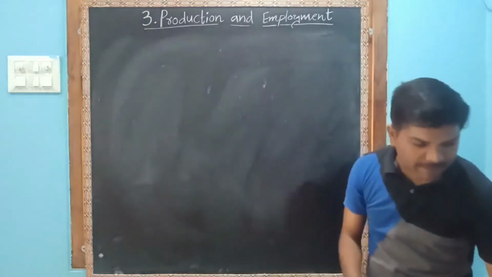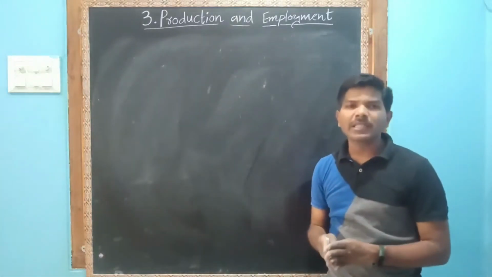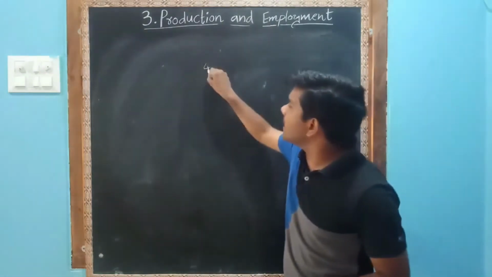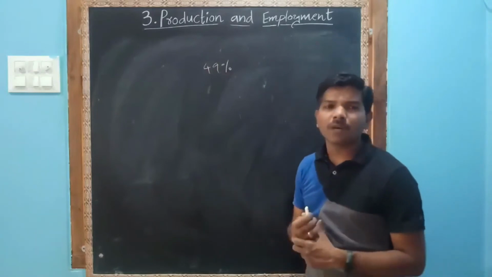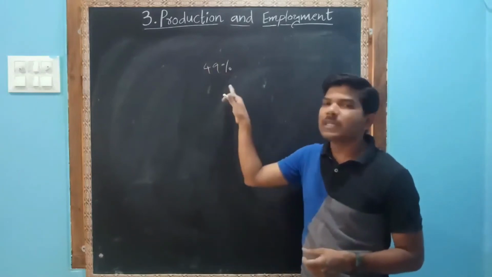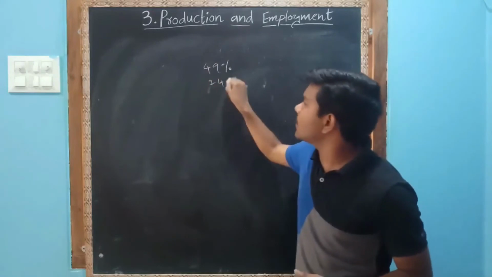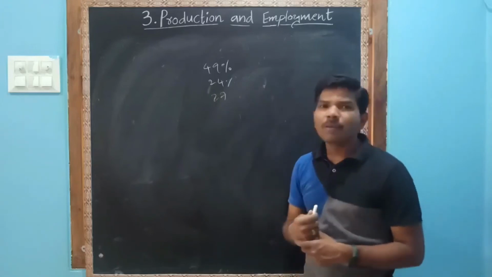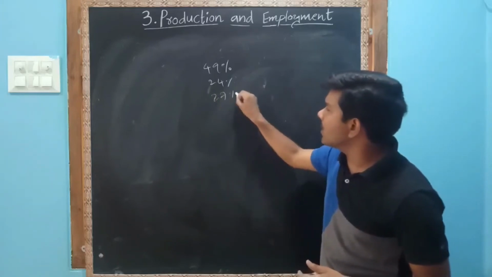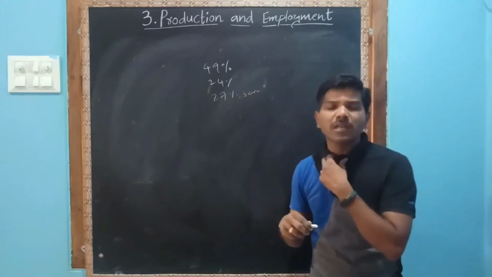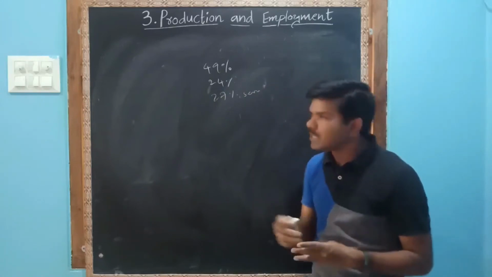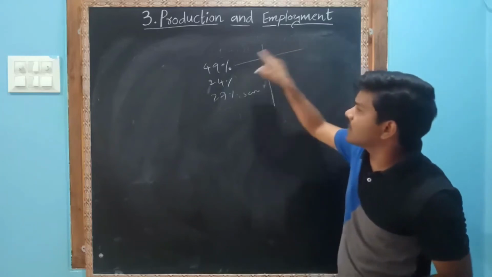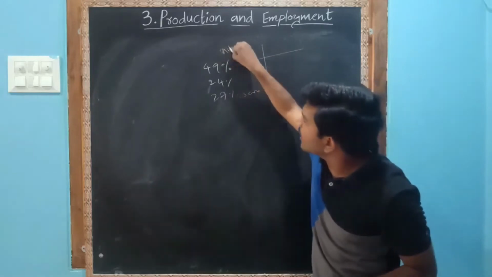One more table they have given in our textbook related to agricultural workers. As per the 2015-16 calculations, 49% of the people are working in agriculture, 24% depend upon industries, and 27% depend upon the service sector.